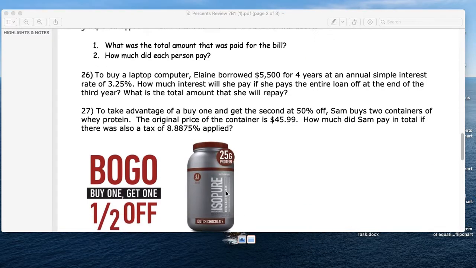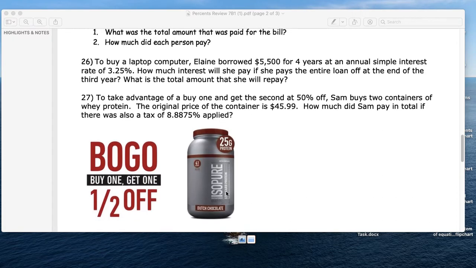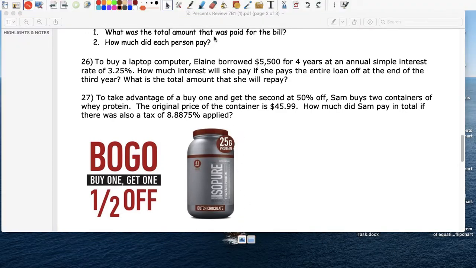All right, what is this? Take advantage of a buy one, get the second one 50% off. Sam buys 2 containers of whey protein, for those of you who work out. The original price of a container is $45.99. How much did Sam pay in total if there was also a tax of 8.875%? That's the New York City tax. The first bottle I pay $45.99. The second bottle I have a 50% discount.